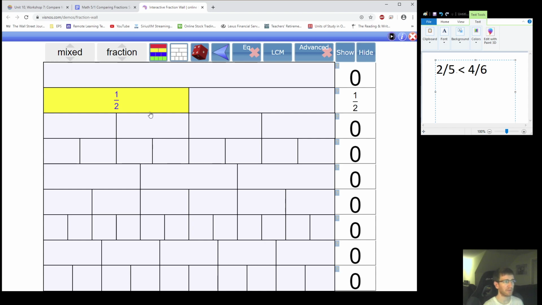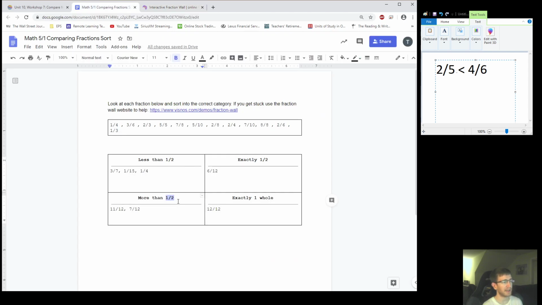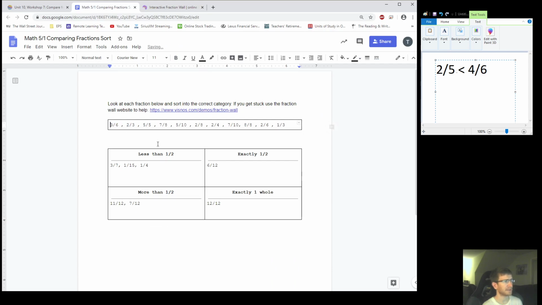We have 1/4. Here's 1/2. There's 1/4. You can see 1/4 is less than 1/2. So we would type it right here, and we would erase this. Okay, there's the ones you got left. Reach out to your teacher if you get stuck.